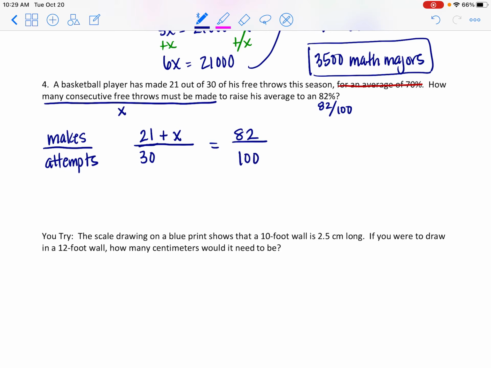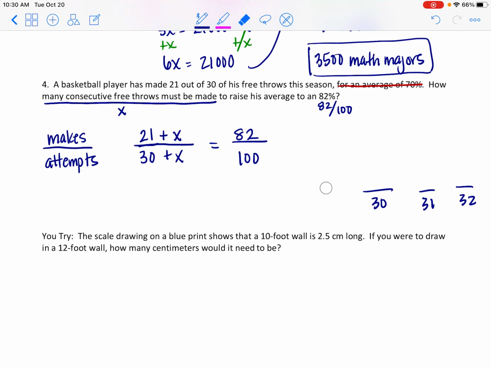Now, we're obviously going to be adding consecutive free throws to the amount of free throws that he makes, but if he's making those free throws, he's also attempting them, and if they're consecutive, one after another after another, he's adding the same amount to the makes and the attempts. So for example, if he was at 21 out of 30 and he made the next shot, then he'd be 22 out of 31. And if he made the next shot, he'd be 23 out of 32. He's going to be adding to the makes and to the attempts the same amount every single time.